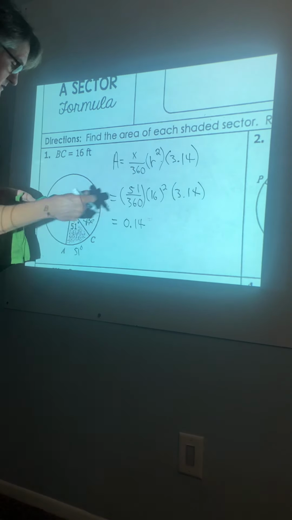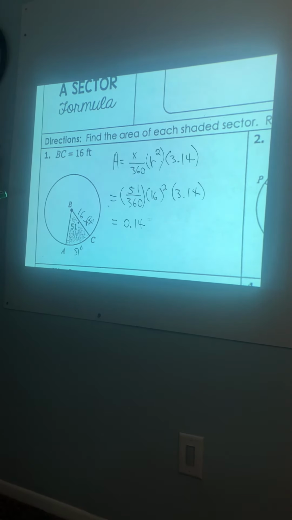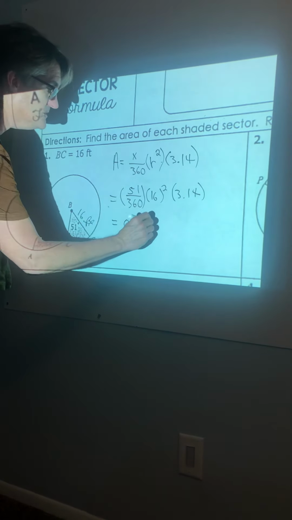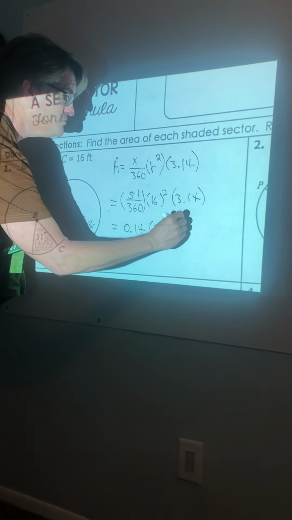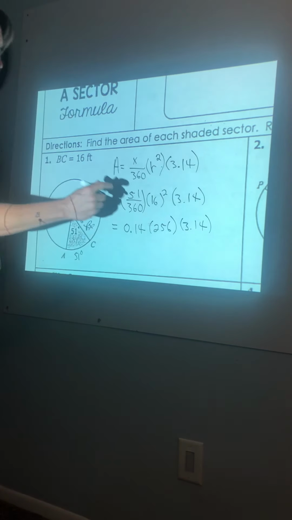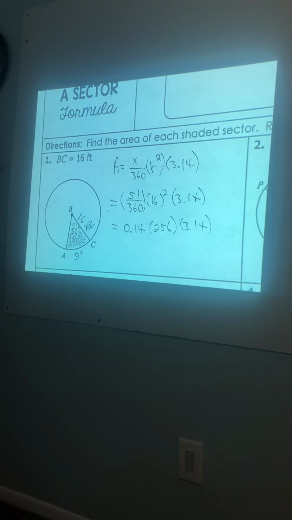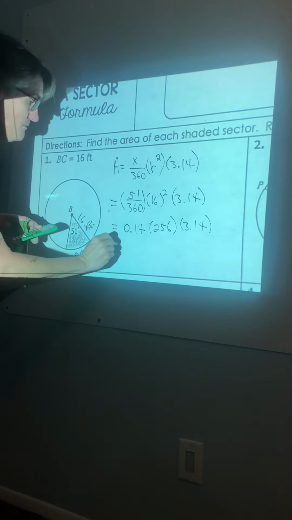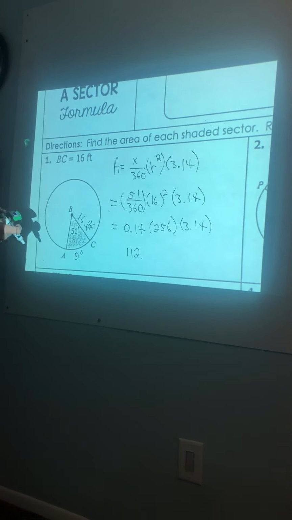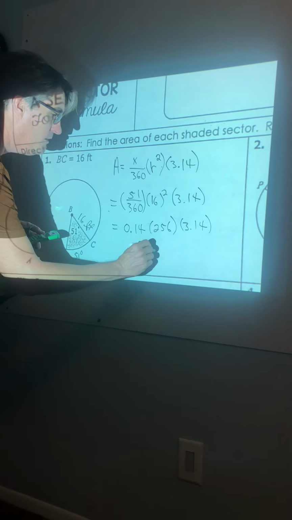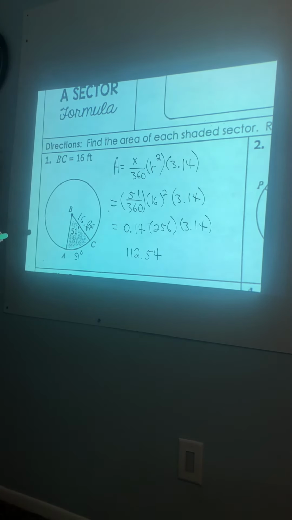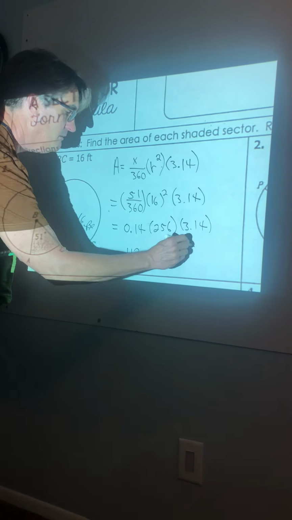whole area. 16 squared, alright? 16 times 16, should have that one memorized, 256. And then here's your 3.14. We're just going to multiply all this out. Alright, here we go. 0.14, 14% of the whole area, times 256, times 3.14, a grand total of 112, and I'll round it to the hundredths, 0.54. I know, we're still doing area. Alright, so it was in terms of feet, and I write feet squared.